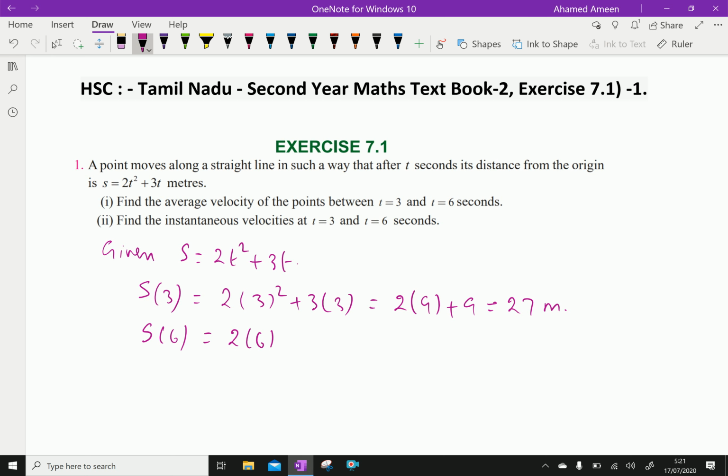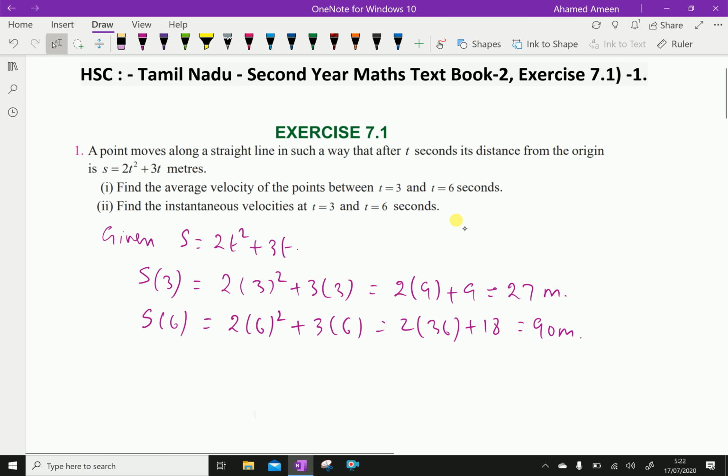And at t equal to 6 seconds, that is s at 6 equal to 2 into 6 square plus 3 into 6. 6 square is 36, into 2 is 72. That is 2 into 36 plus 18, equal to 72 plus 18 is 90 meters.